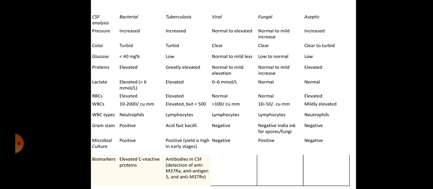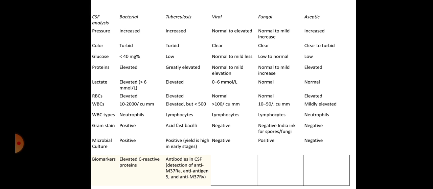Now, this diagram or table shows the various conditions for CSF analysis in case of infections. One is bacterial meningitis. In bacterial meningitis or encephalitis, there is decreased glucose, proteins are elevated, lactate level is raised, and WBCs are present in thousands, mainly neutrophilic. And gram stain can be positive and culture can be positive. There is also a raised CRP.